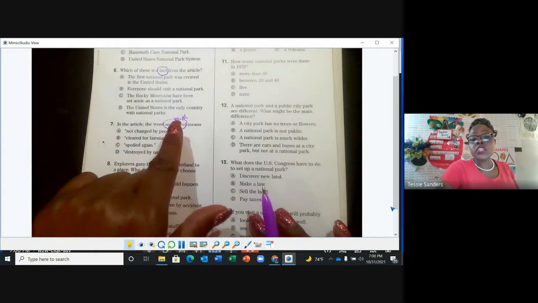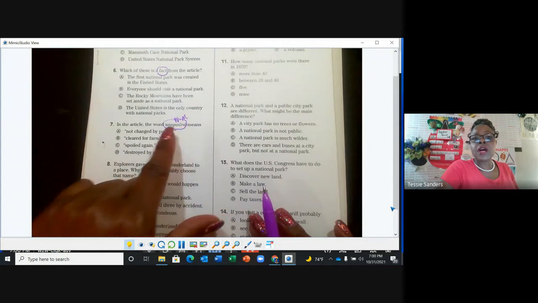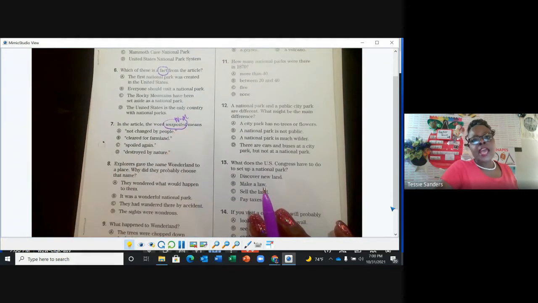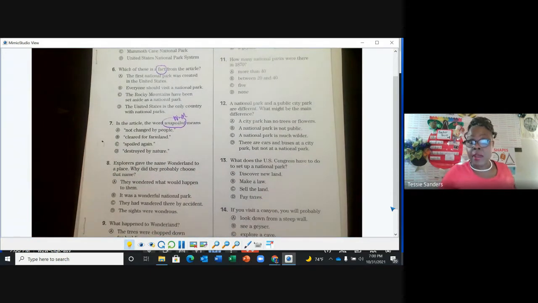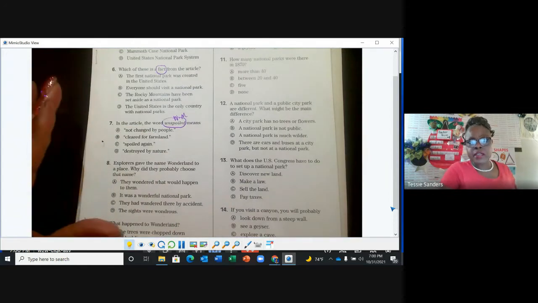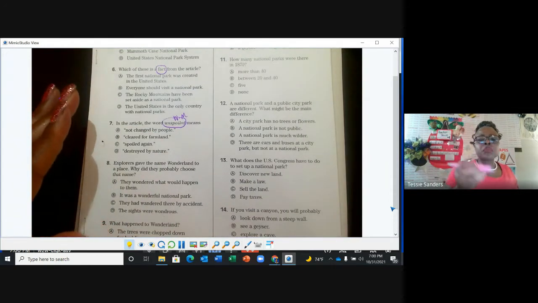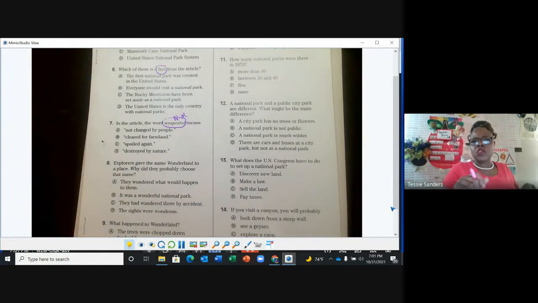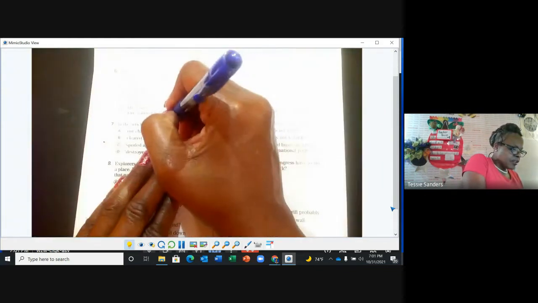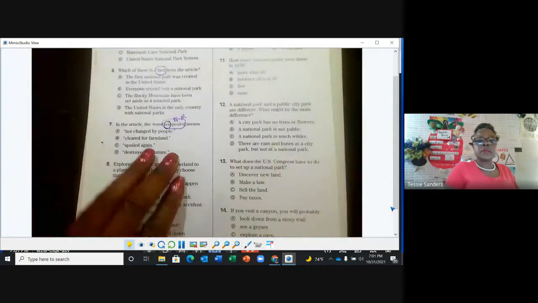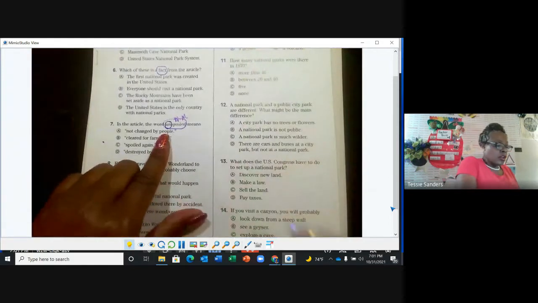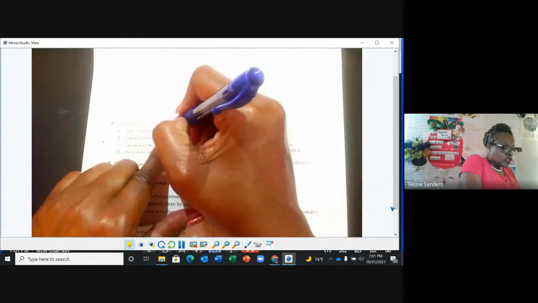You are wanting to determine the meaning of unspoiled as used in paragraph, whatever we're going to find it in. Take a different color pen if you have it. If you don't, it's okay. Circle the prefix un. Underline the root word spoil.